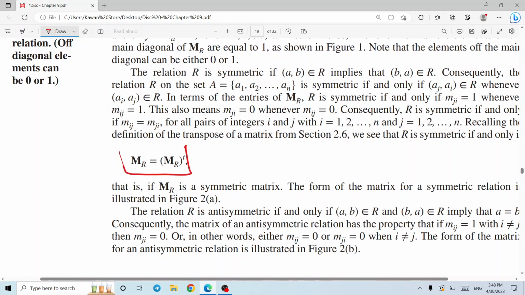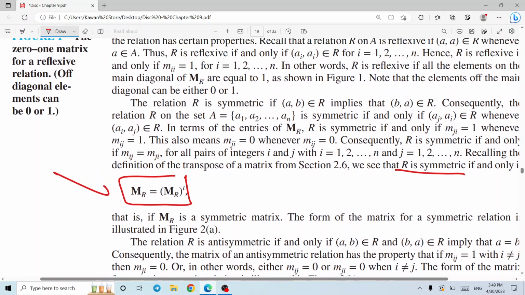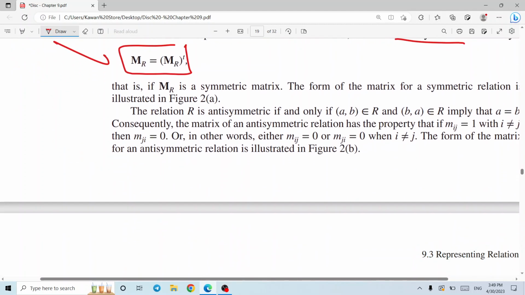Now we have the transpose. You remember, the matrix is called symmetric if A is equal to A transpose. So the same thing, the relation is symmetric if, sorry, MR is equal to MR transpose. Symmetric relation. So you can find them by matrix also.